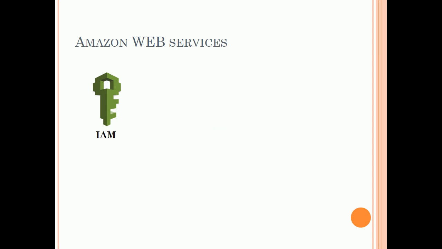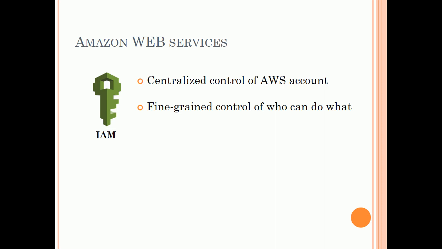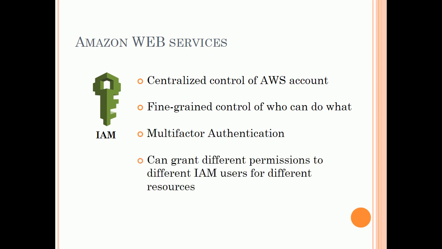First is Identity Access Management. It is a centralized control of AWS account. It is a web service for controlling access to the AWS console. It allows us to manage users and their level of access to the AWS console, and it also provides temporary access to users when necessary. So we can say it is a fine-grained control of who can do what. It also provides multi-factor authentication to provide secure access. It can grant different permissions to different IAM users for different resources.